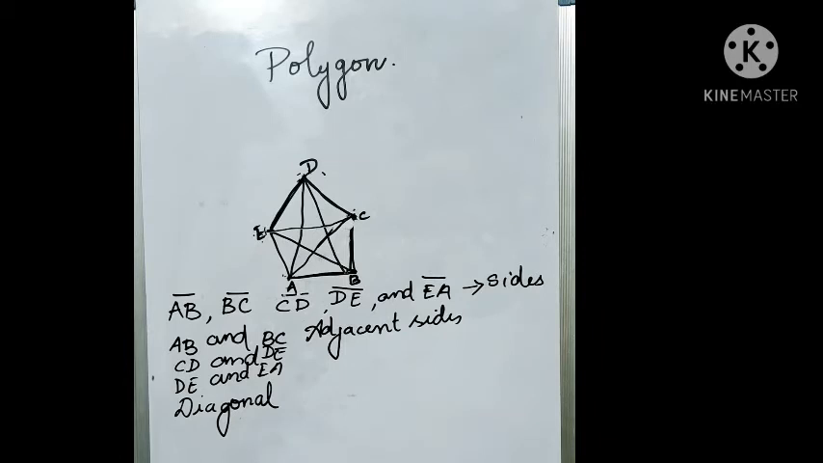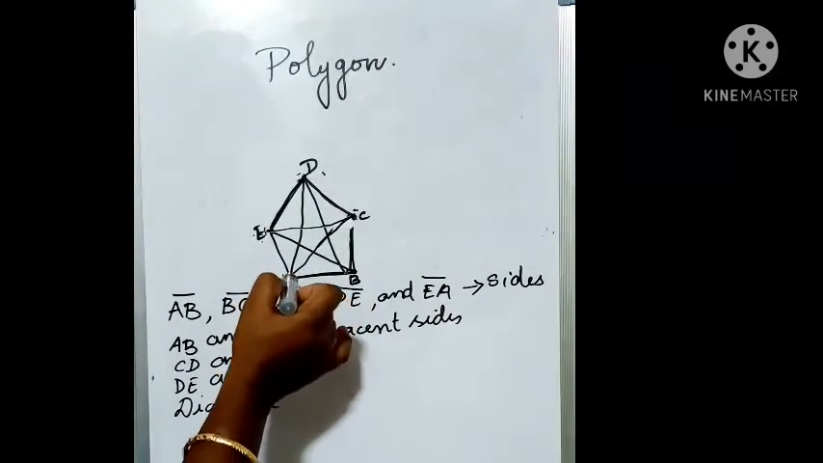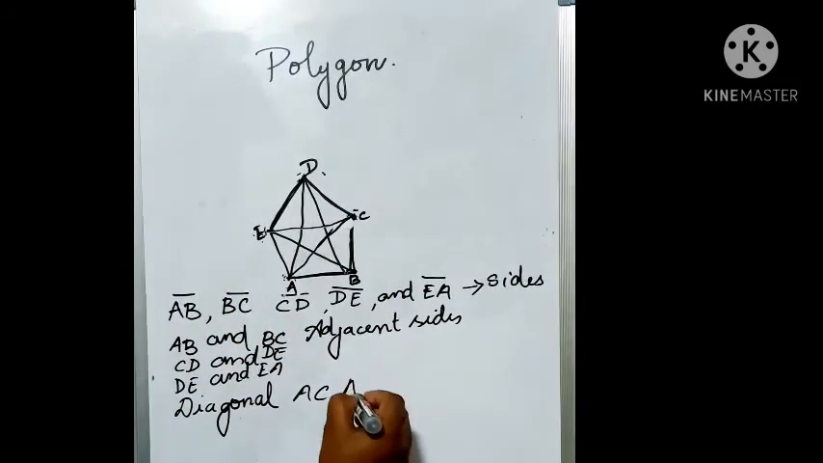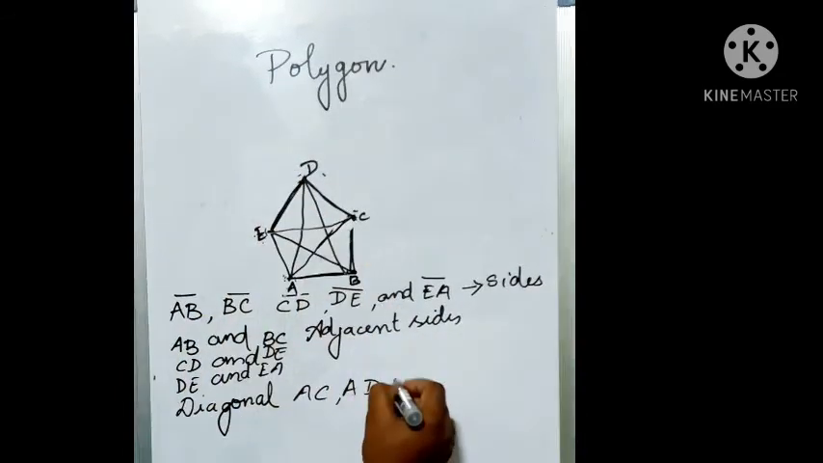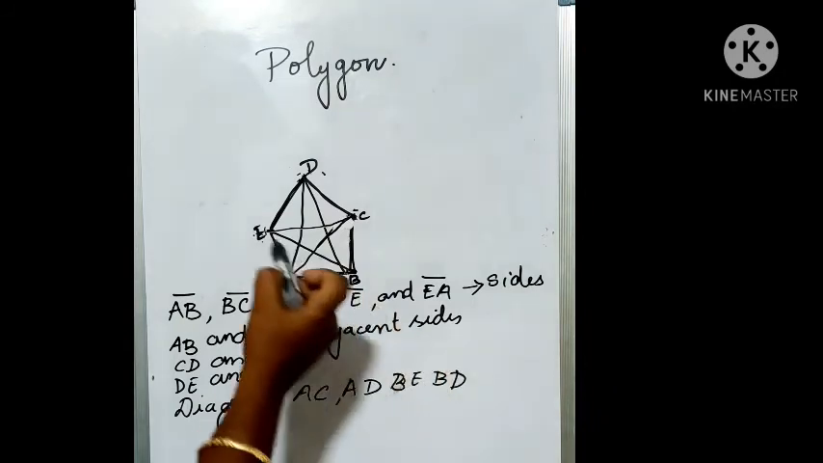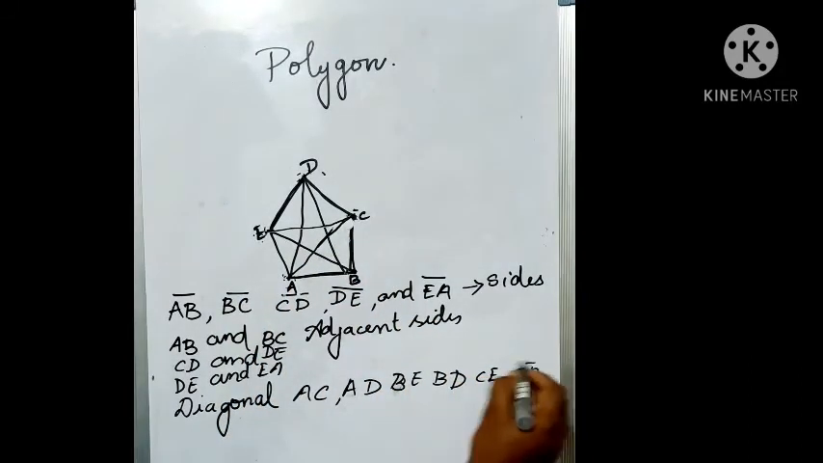So now you can easily name the diagonals. Starting with A, first you can write AC, AD. Yes, fine. Next BE, BD. Next CE and CA. So all are line segments. Like that you can name all the line segments. So AC, AD, BD, BE and CE are diagonals. Okay.